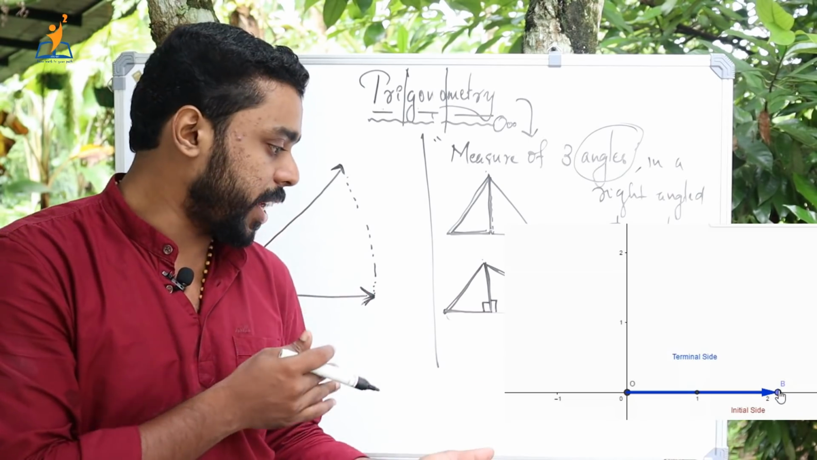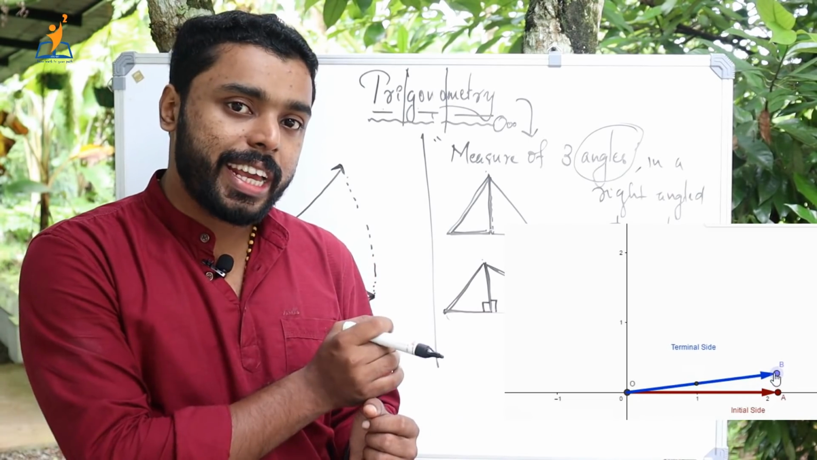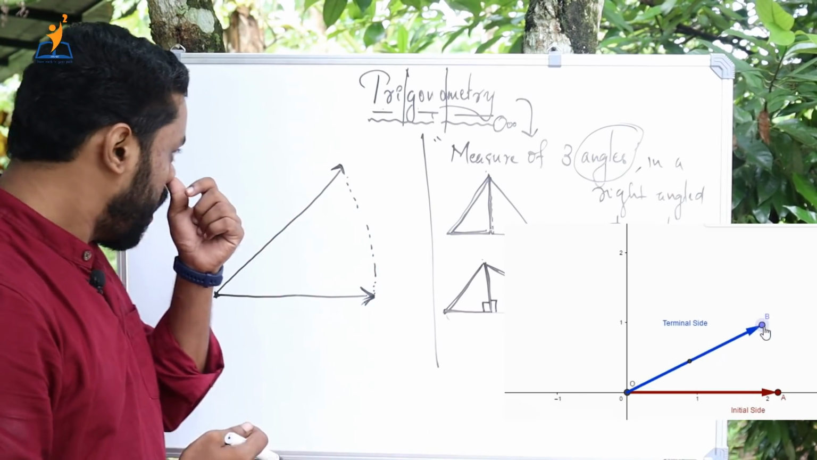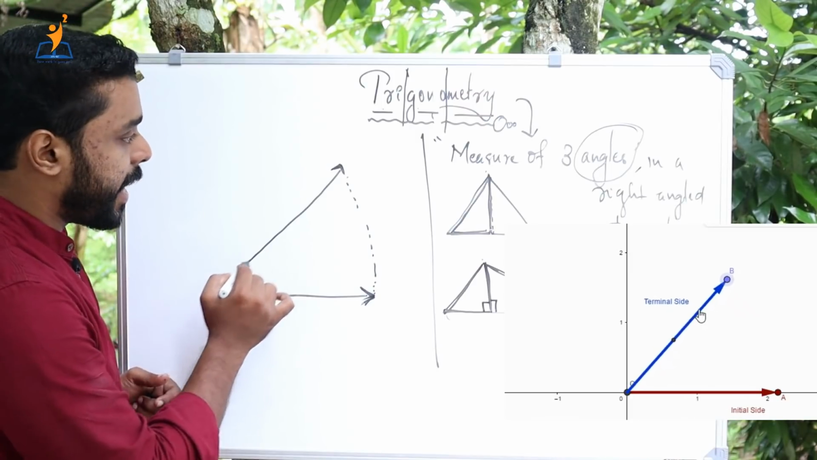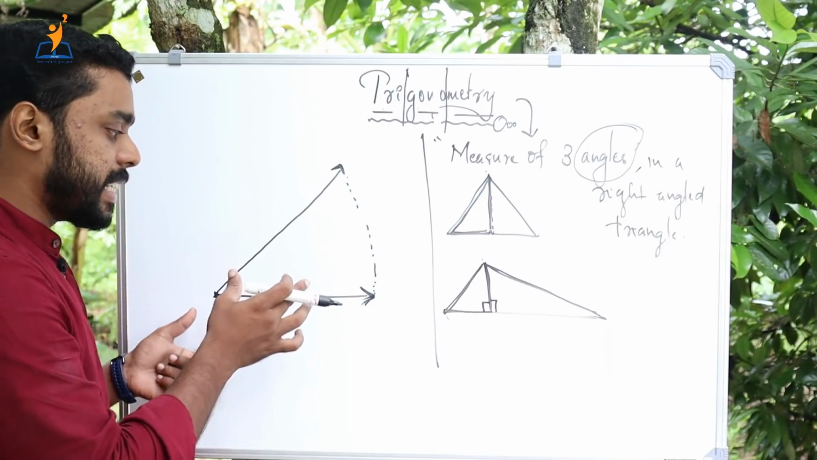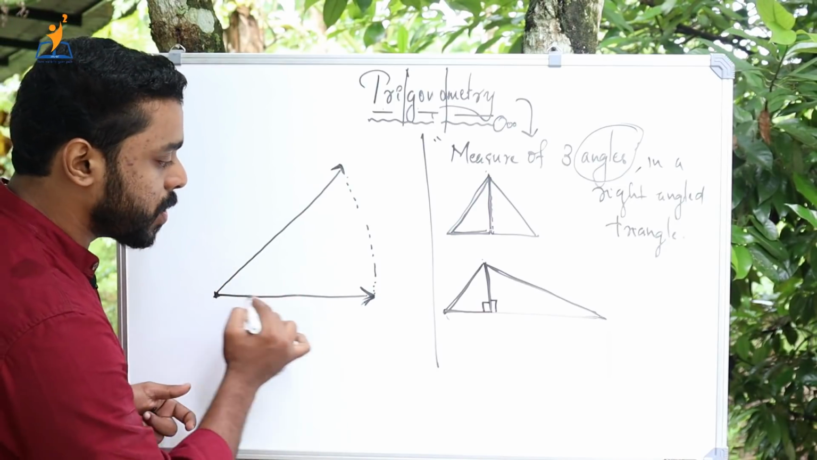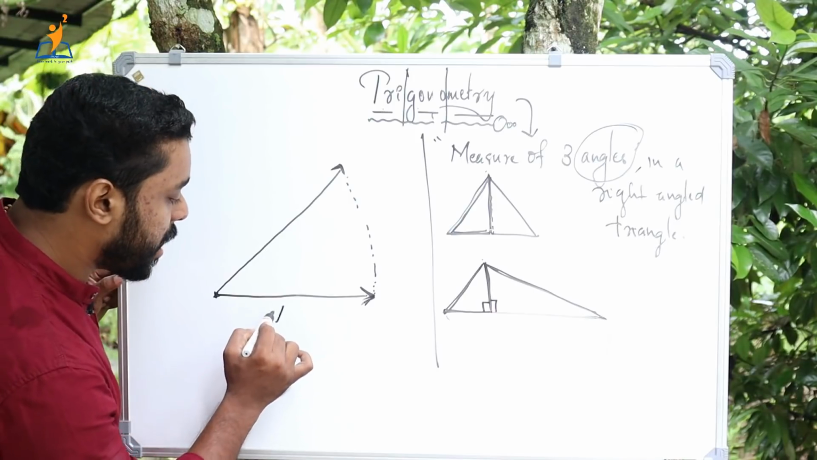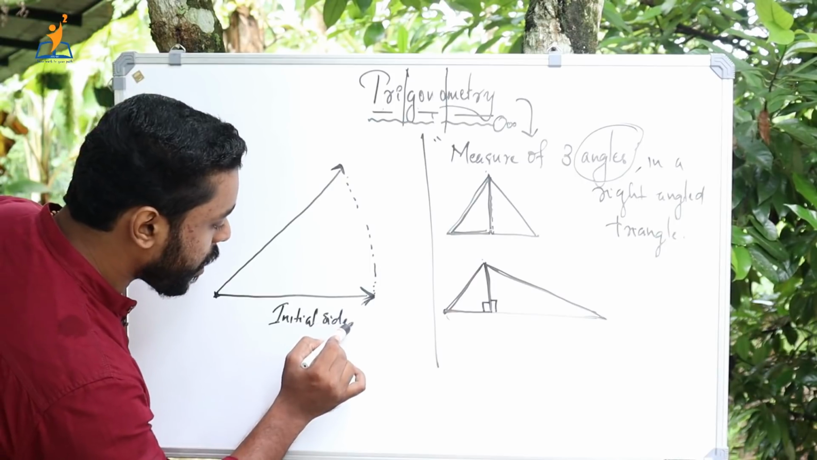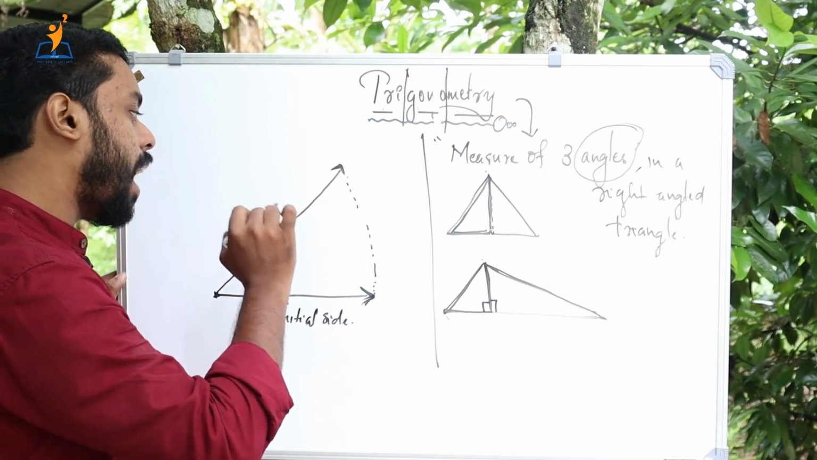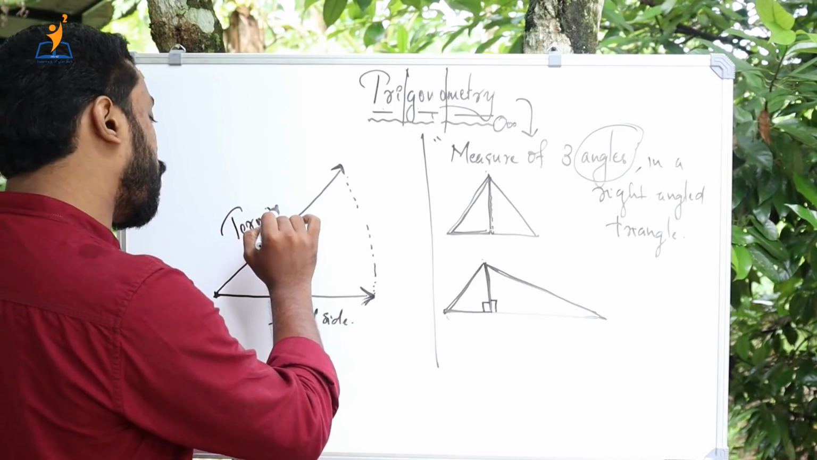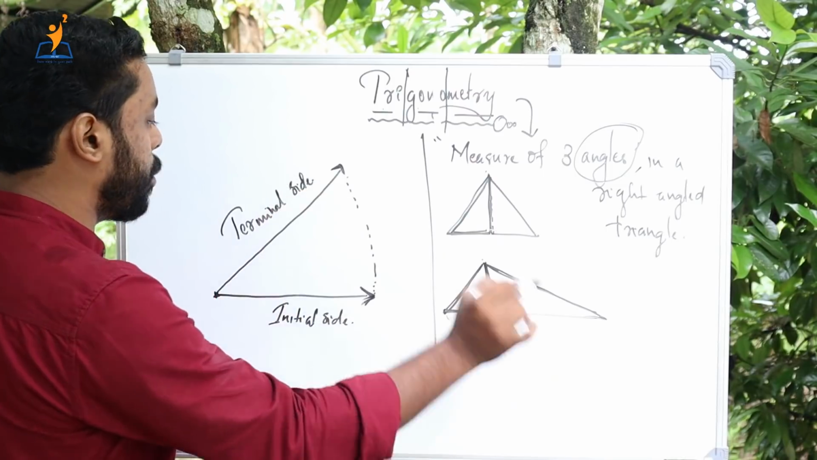Here we have a ray and we are rotating this ray about its original or initial point. After rotating, my ray reaches a new position. Before we started to rotate, the original position of the ray is this, and I am naming this side of the ray as the initial side, and the position obtained after rotating can be named as the terminal side of the ray. So, what is the initial side and terminal side?